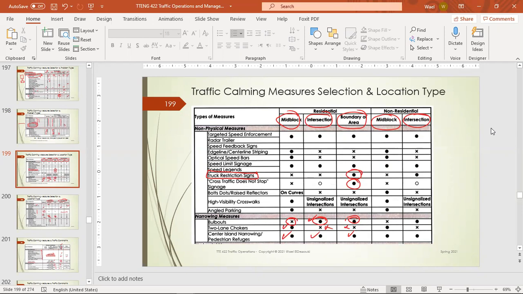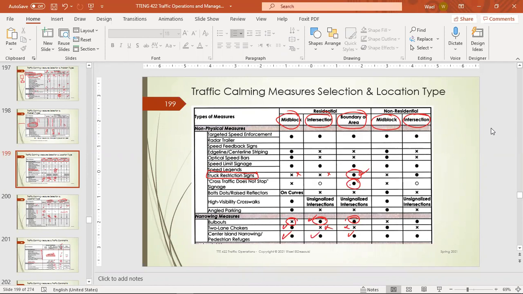Truck restriction signs, of course, it's nonsense to put it in the mid-block or at the intersection. You put it at the boundary, because that's an entry. So you are restricting or prohibiting trucks from going through that neighborhood. For cross traffic does not stop, usually this is at boundary areas.